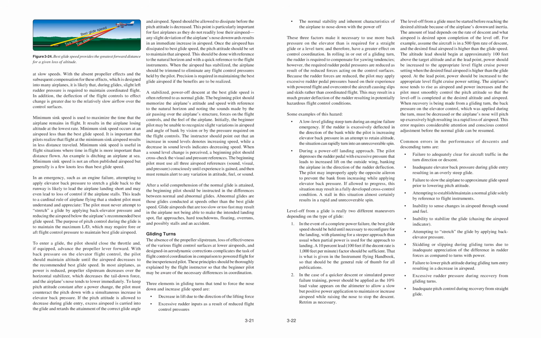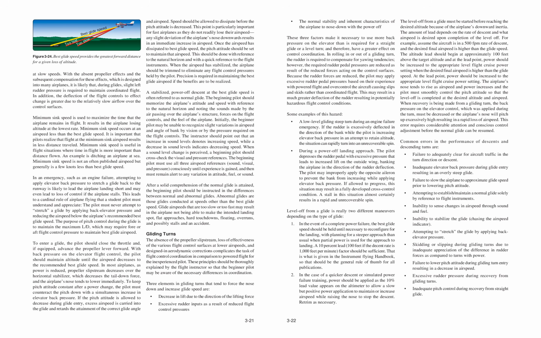the airplane's downward inertia. The amount of lead depends on the rate of descent and what airspeed is desired upon completion of the level off. For example, assume the aircraft is in a 500 fpm rate of descent, and the desired final airspeed is higher than the glide speed. The altitude lead should begin at approximately 100 feet above the target altitude, and at the lead point, power should be increased to the appropriate level flight cruise power setting.